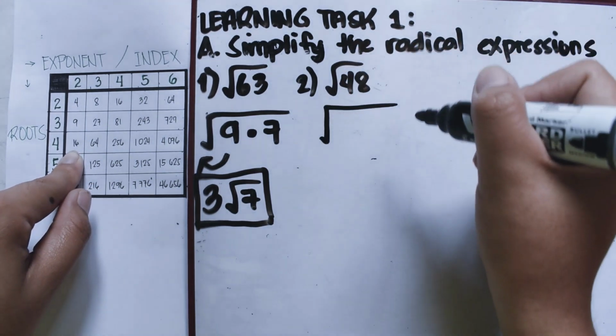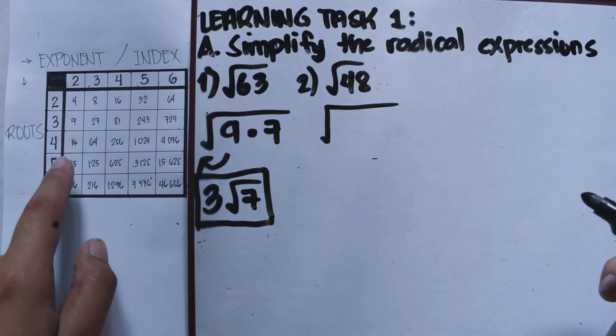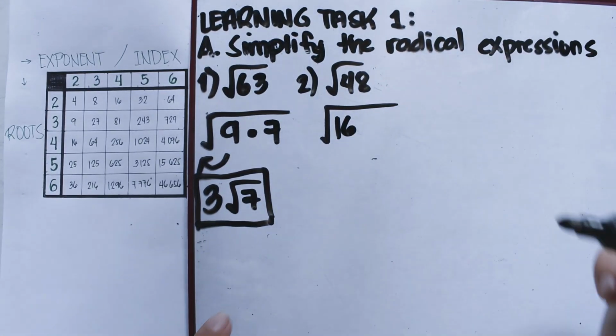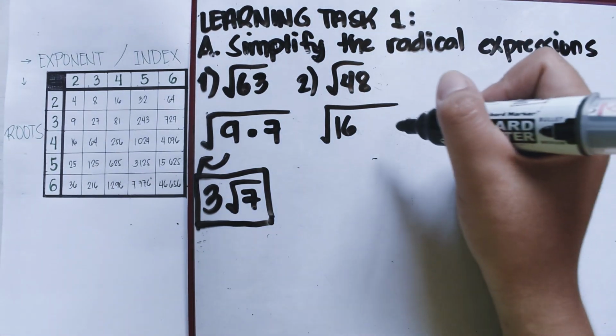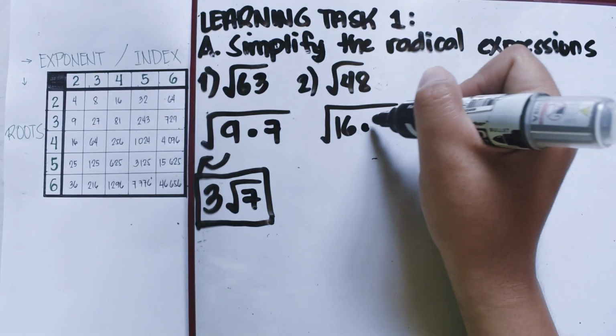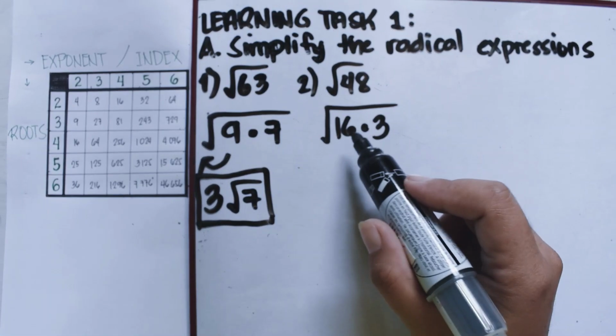Eh, ma'am, ano po gagamitin natin dyan? So, ang gagamitin nyo po is yung pinakamalaking factor. So, in this case, 16 po. Again, kung more than one ang factor, ang gagamitin is yung pinakamalaki. So, 16 ang gagamitin natin. So, 16 times 3. Siyempre, hanap kayo ng number na kapag tinimes natin sa 16 ay 48. So, yan, 16 times 3.